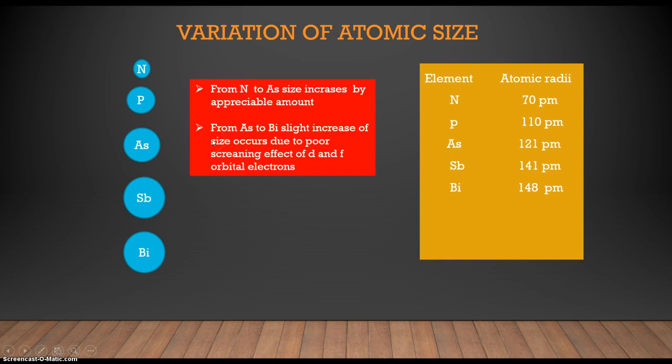Okay, and for this reason the size will be increased by a smaller amount while we go from arsenic to bismuth, because of the poor screening effect of d and f electrons present in arsenic, antimony and bismuth. They will not allow the size to increase by a greater amount.